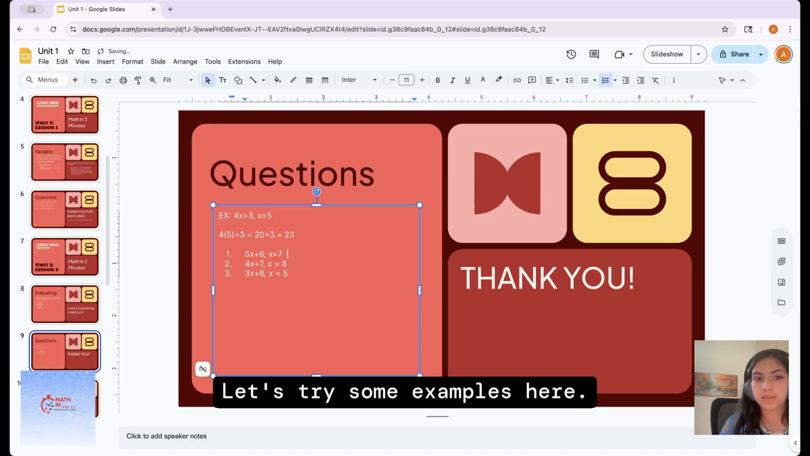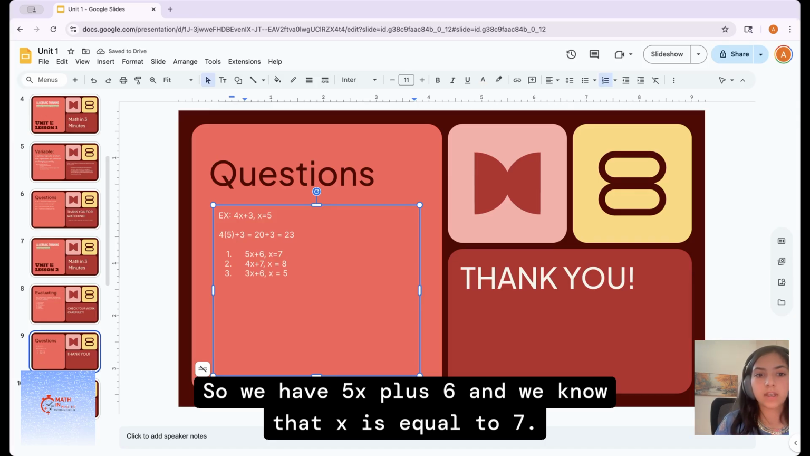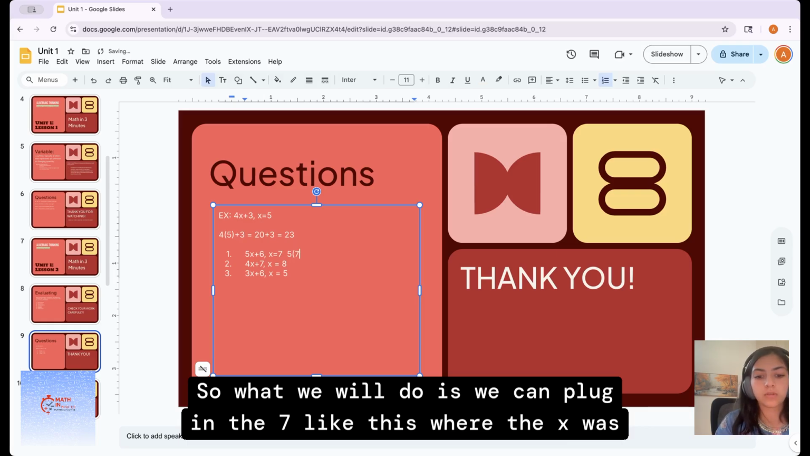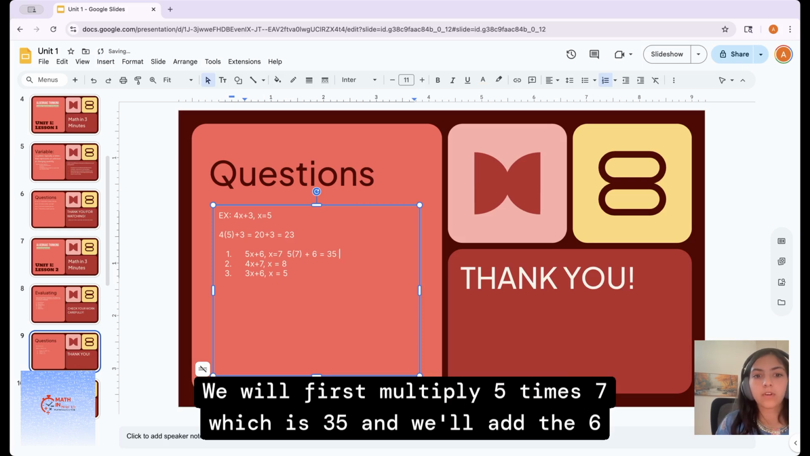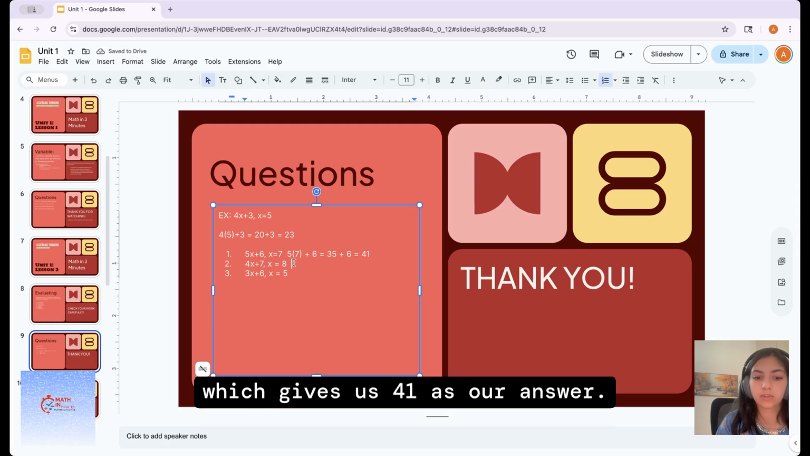Let's try some examples here. So we have 5x plus 6, and we know that x is equal to 7. So what we will do is we can plug in the 7, like this, where the x was before, and we will add 6. We'll first multiply 5 times 7, which is 35, and we'll add the 6, which gives us 41 as our answer.